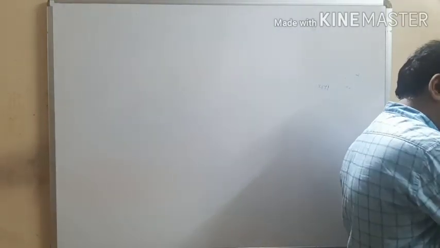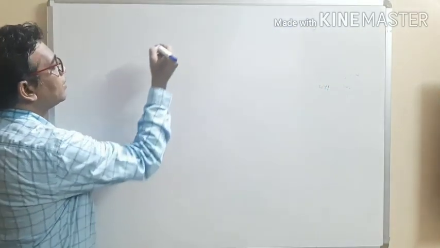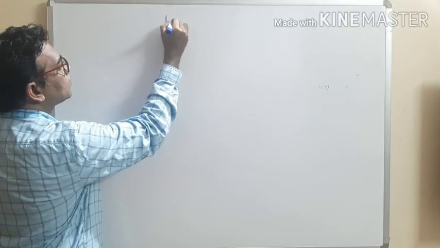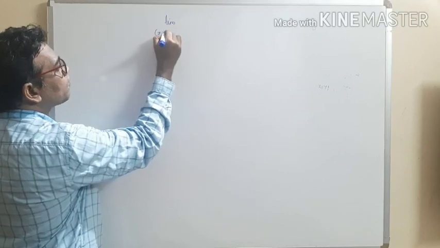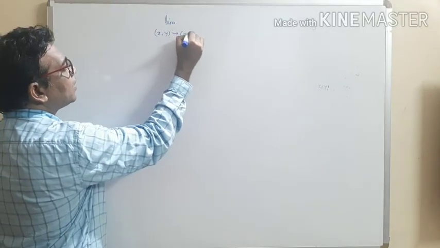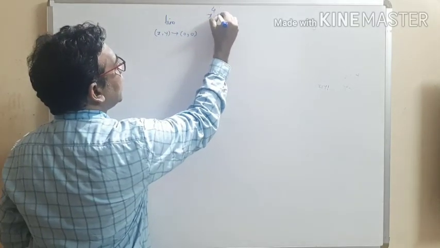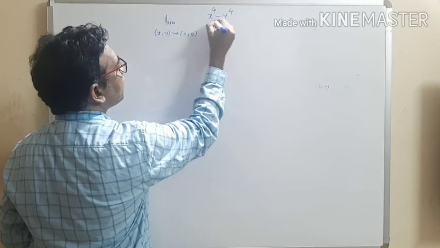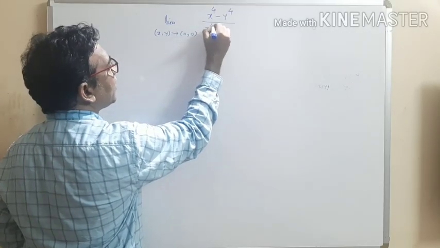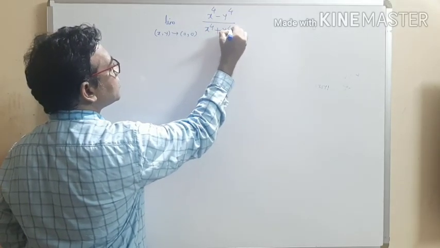Write down the second example. Write down, evaluate. Now this is the second example. Limit (x, y) approaches (0, 0) of the function (x raised to 4 minus y raised to 4) divided by (x raised to 4 plus y raised to 4).